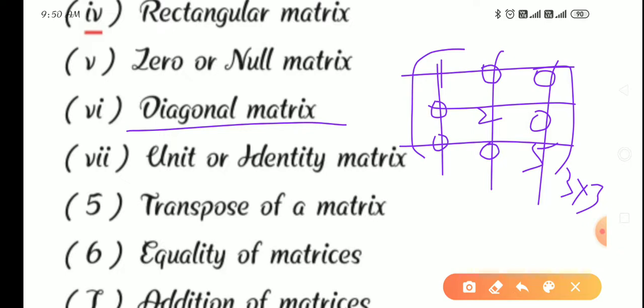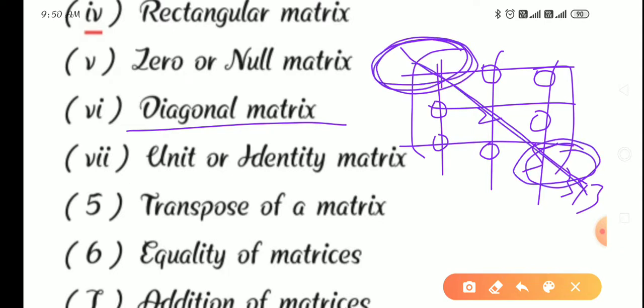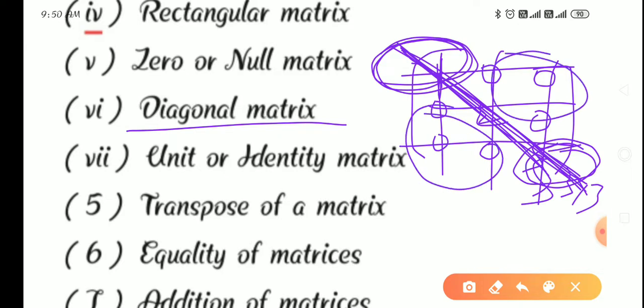Second thing, I told you that leaving the elements on the principal diagonal, other elements must be 0. Principal diagonal means the diagonal from top left to bottom right. So this is the principal diagonal. Leaving the elements on this diagonal, other elements should be 0. On this diagonal, 3 elements are there, 1 2 5, and other elements are 0. So that's why it is a diagonal matrix.